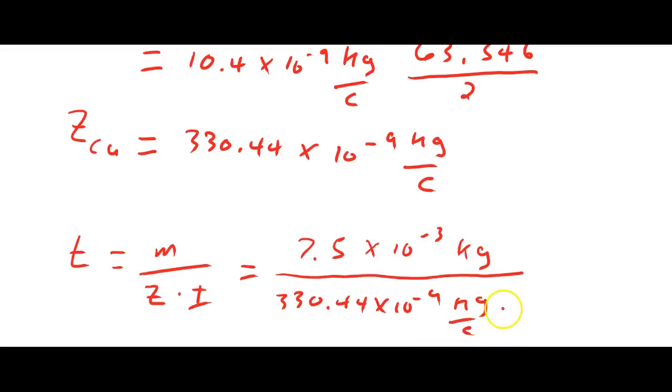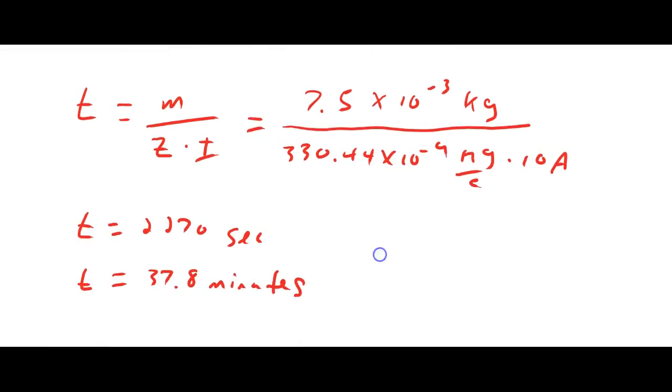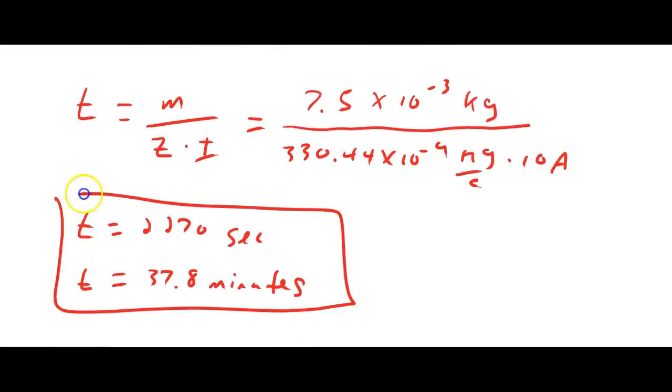We just calculated that, multiplied of course by the 10 amps, and we come up this time with a time of 2270 seconds, or 37.8 minutes, which is essentially the same answer that we had for part A.